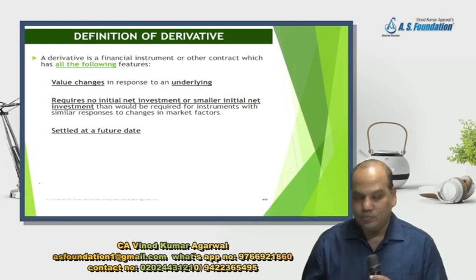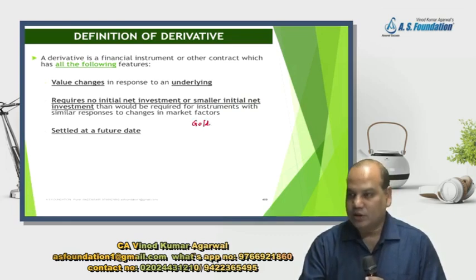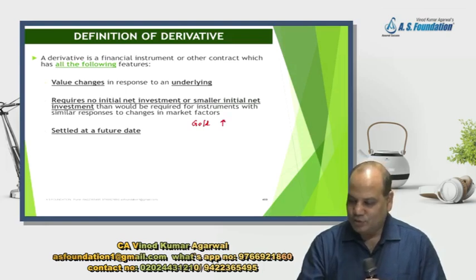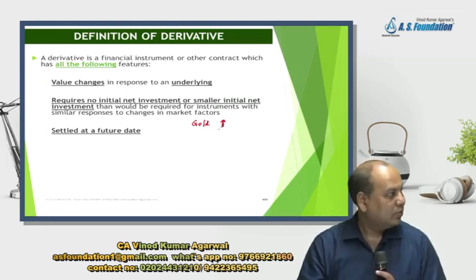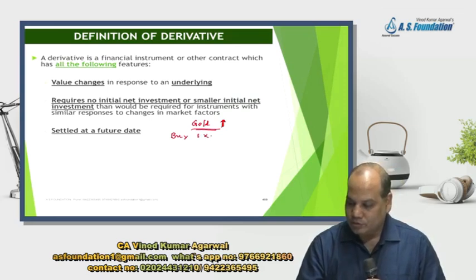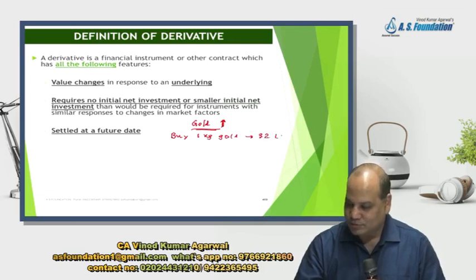Now let us suppose you think that the gold price is going to rise. You think that after 3 months the gold price will rise and you want to benefit from your information. So what will you do? Buy 1 kg gold, and deposit it in a bank locker. So how much will it cost you? Say 32 lakh rupees.